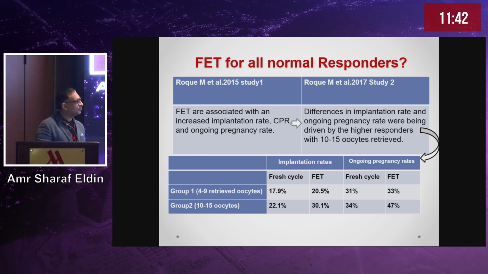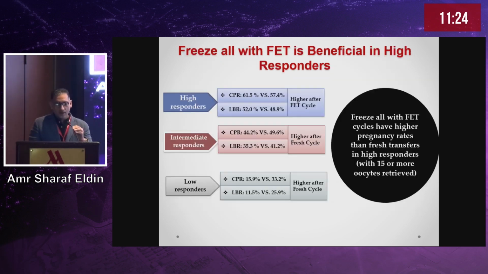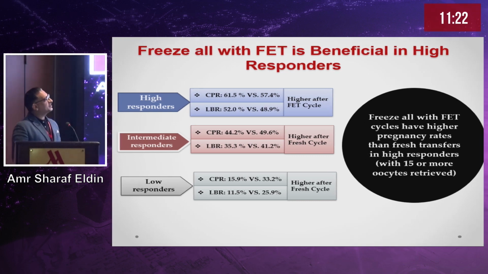As we see from this table, in group 1, with 4 to 9 retrieved oocytes, implantation rate and ongoing pregnancy rate were similar, but in group 2, with 10 to 15 oocytes retrieved, there is a high implantation and ongoing pregnancy rate in frozen transfer. In high responders, clinical pregnancy rate and live birth rate were high in frozen transfer, while in intermediate responders and low responders, clinical pregnancy rate and live birth rate were high in fresh transfer. So freeze-all with frozen embryo transfer is beneficial in high responders.